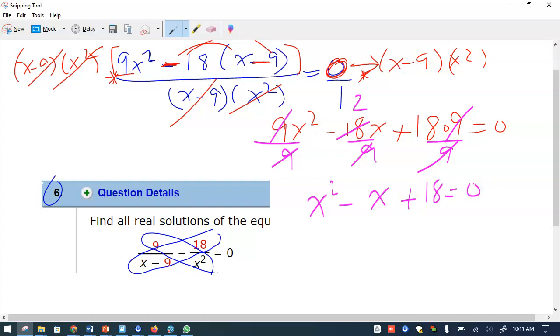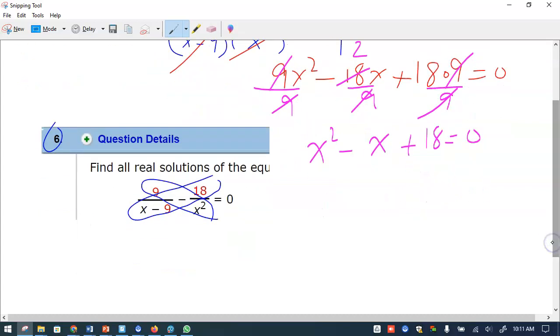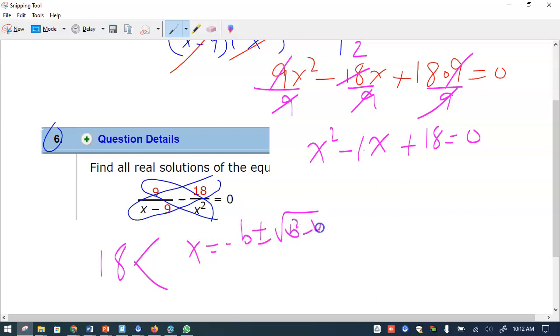Another question is, can we solve this? Can you split 18 in such a way that you get a minus 1? You'll see it won't work out. So you may be thinking, should I use b squared minus 4ac? You can try, but you will get complex answers. The question is to find all real solutions only.